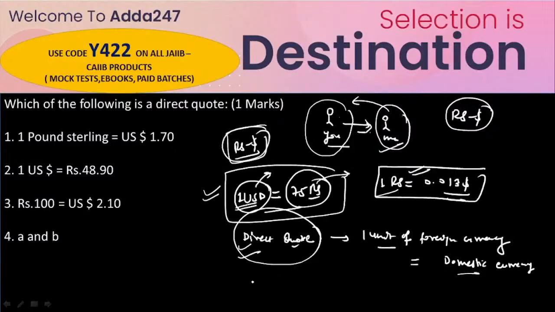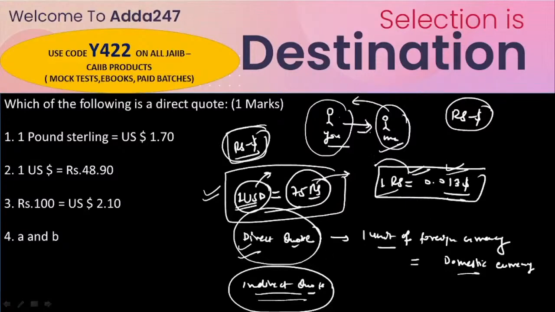Okay. Likewise, what do we understand by the indirect quote? Here, 1 rupee is equal to $0.013. So an indirect quote is when 1 unit of the domestic currency is expressed in terms of the foreign currency. Then it is known as an indirect quote. So this is the basic difference between the direct and indirect quote. I hope it is now understandable.